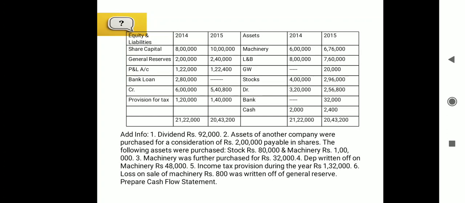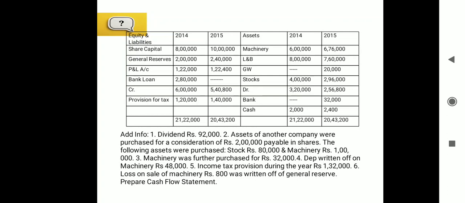Clear? Now coming to the asset side, machinery is 6 lakh in 2014 and 6 lakh 76,000 in 2015. Going through the additional information, continuing with the second point, the following assets were purchased: machinery worth rupees 1 lakh, and the payment for that was made in shares. Then we have the depreciation on machinery. So lots of things are happening with the machinery, so it is better to understand them under the working notes.